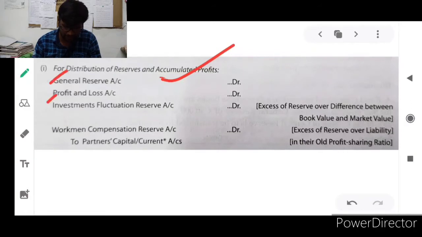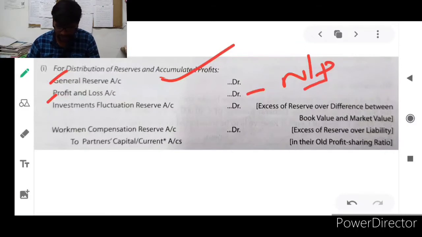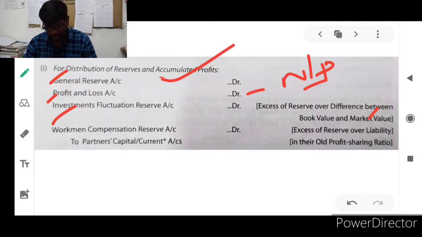General reserve account debit, profit and loss account, it is a net profit which is called credit balance of profit and loss account. Investment fluctuation reserve after meeting its claims: if there is excess reserve over the difference between book value and market value, that excess reserve will be transferred to all the partners' capital accounts as per their existing profit and loss sharing ratio. Workmen's compensation reserve, here also the excess reserve after meeting its liability will be transferred to all the partners as per their existing profit and loss sharing ratio.